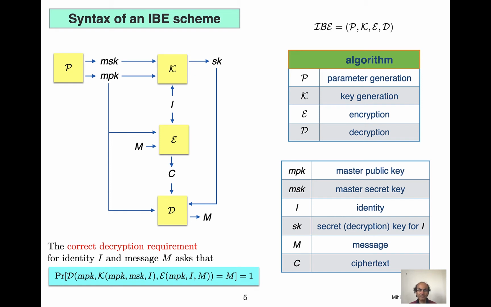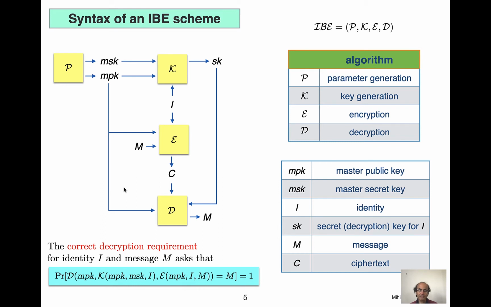So as with other primitives, we'll give both a syntax and a security definition. The syntax of an IBE scheme prescribes 4 algorithms: parameter generation, key generation, encryption, and decryption. So one more than a usual encryption scheme. Parameter generation is run by the trusted authority, and it generates what's called a master public key with a master secret key.